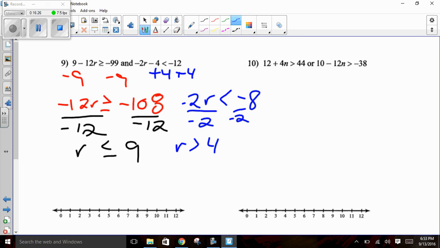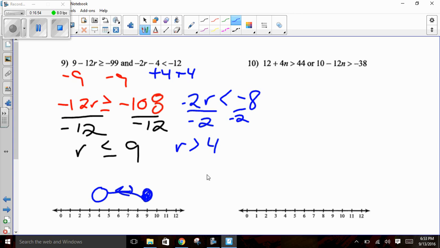So let's double check by graphing, make sure we got it going the correct way. Now these are going to be an and problem, so they should be going towards each other. So I have r is open at 4, going to the right. And I have a closed dot at 9, going to the left. Oh hey, they're going towards each other. We solved it correctly.